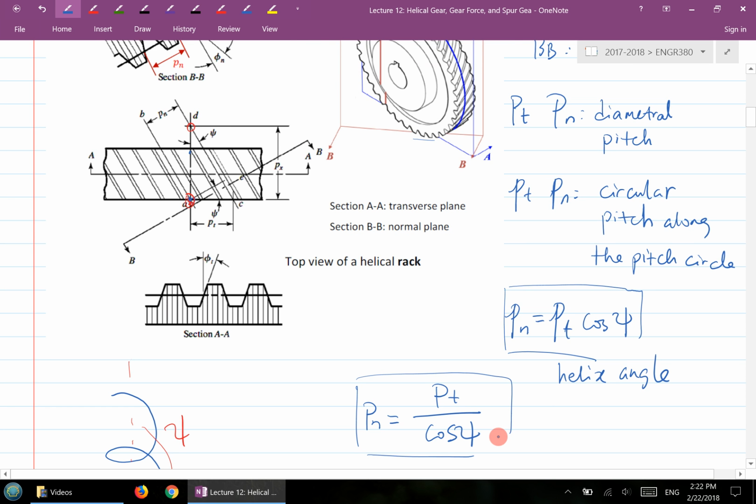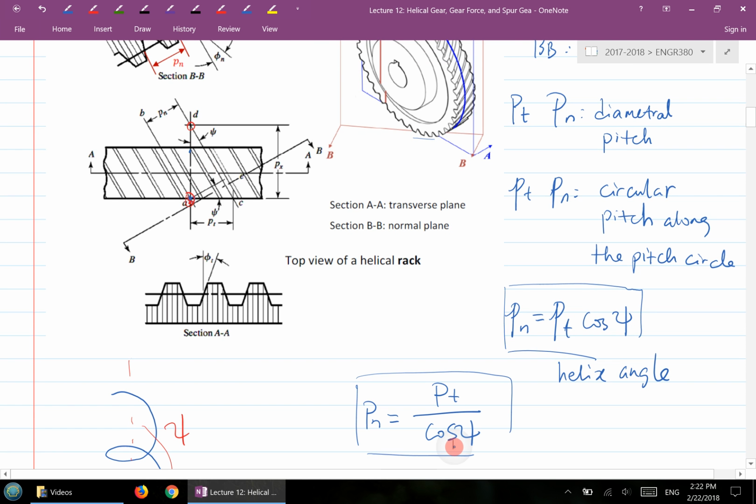So let me ask a very simple question here. You see the axial pitch here, right? This is the axial pitch for helical gear. What's the axial pitch for spur gear, according to the definition? If you have a spur gear, what will be the axial pitch?